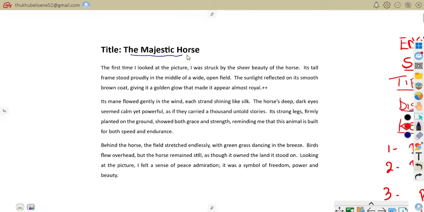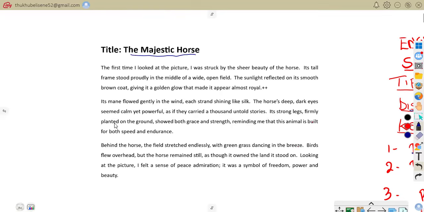The Majestic Horse. So it reads as follows. The first time I looked at the picture, I was struck by the sheer beauty of the horse. Its tall frame stood proudly in the middle of the wide open field. The sunlight reflected on its smooth brown coat, giving it a golden glow that made it appear almost royal. Its mane flowed gently in the wind, each strand shining like a sling. The horse's deep, dark eyes seemed calm yet powerful, as if they carried a thousand untold stories.